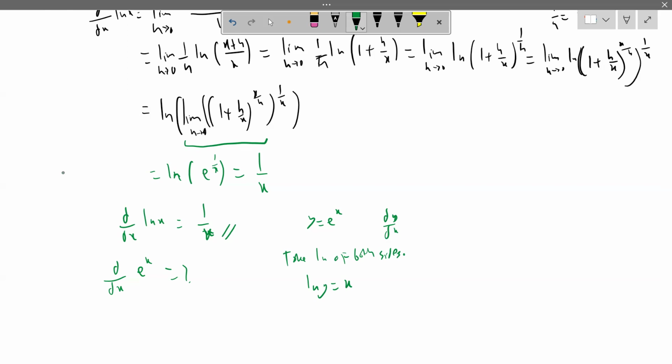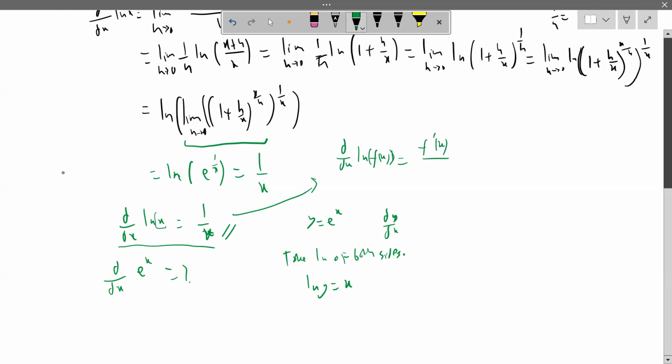Now, we know the derivative of the natural logarithm function for when the argument is x. If we were to make it more general, that is, we want to find the derivative of ln of some other function like this, then we can use the chain rule and have f prime of x over f of x. This can be easily checked by the chain rule. Now, we want to take the derivative of both sides here.